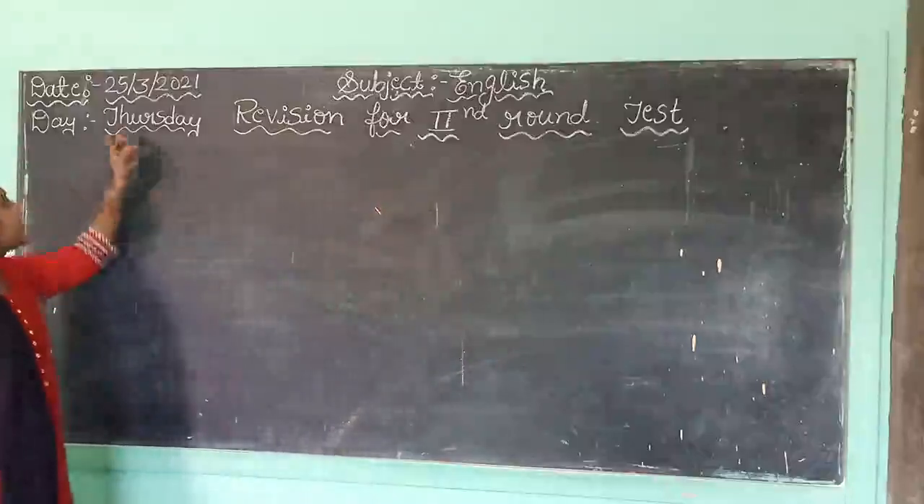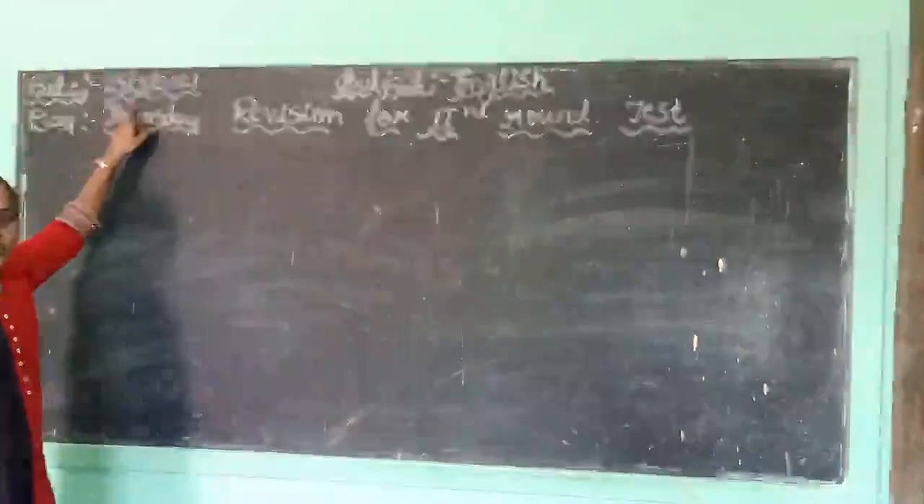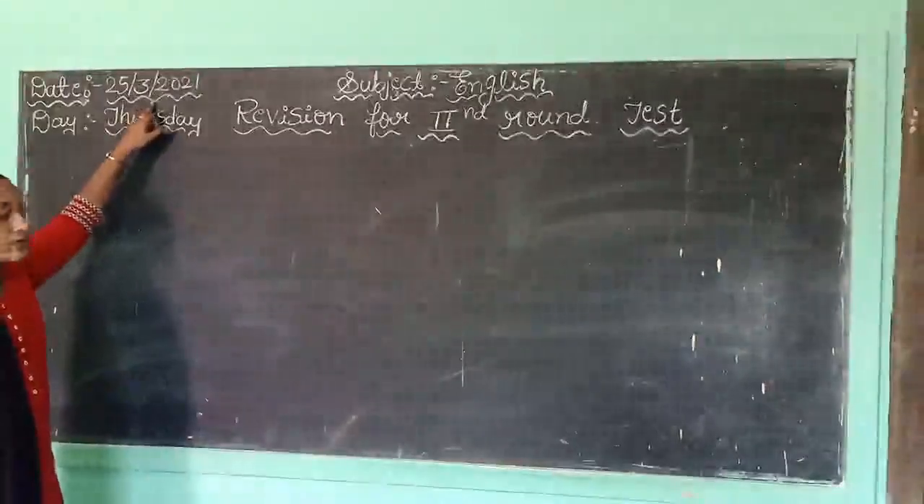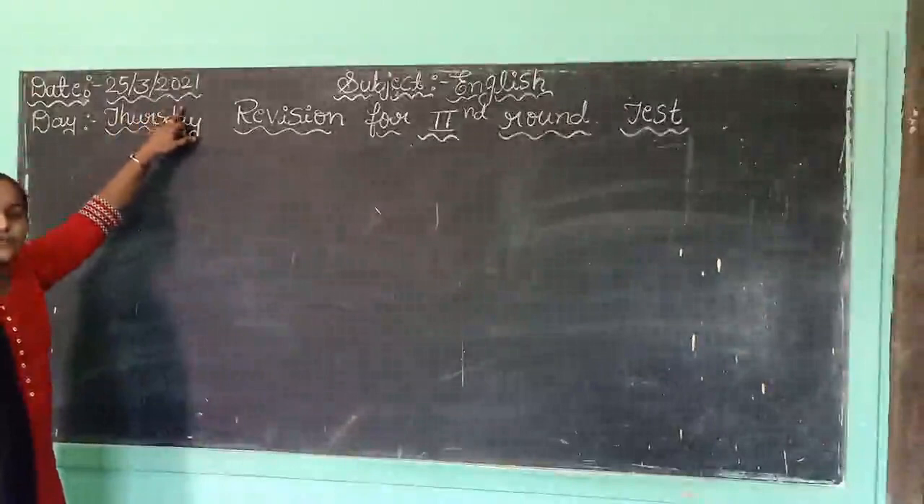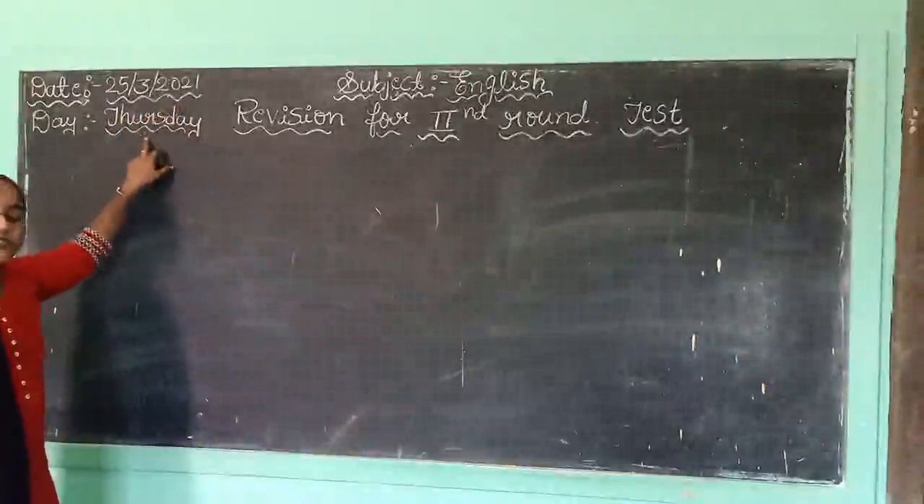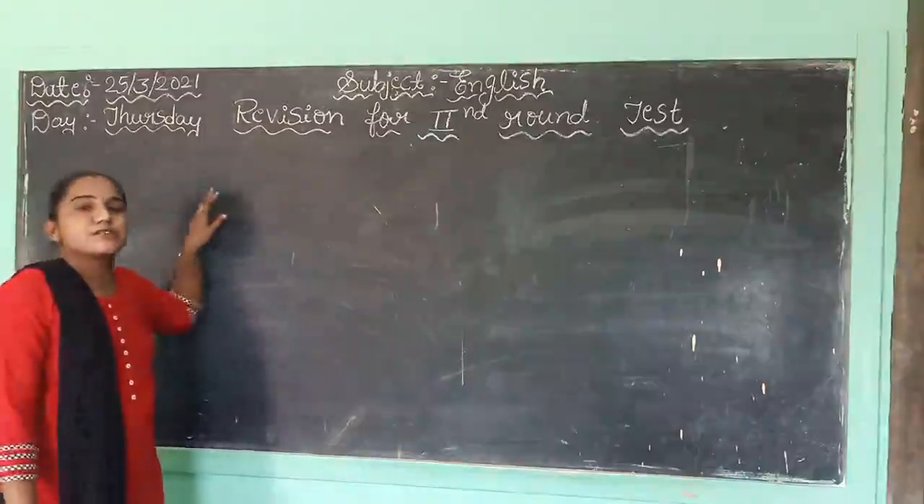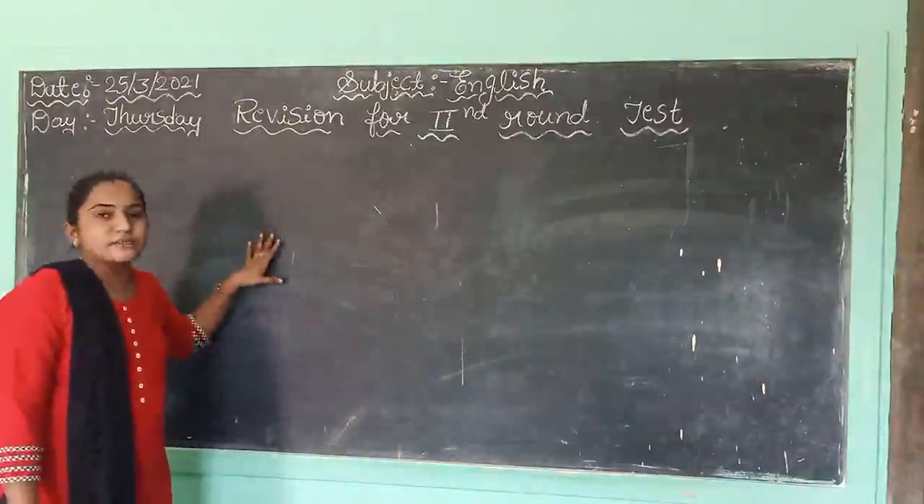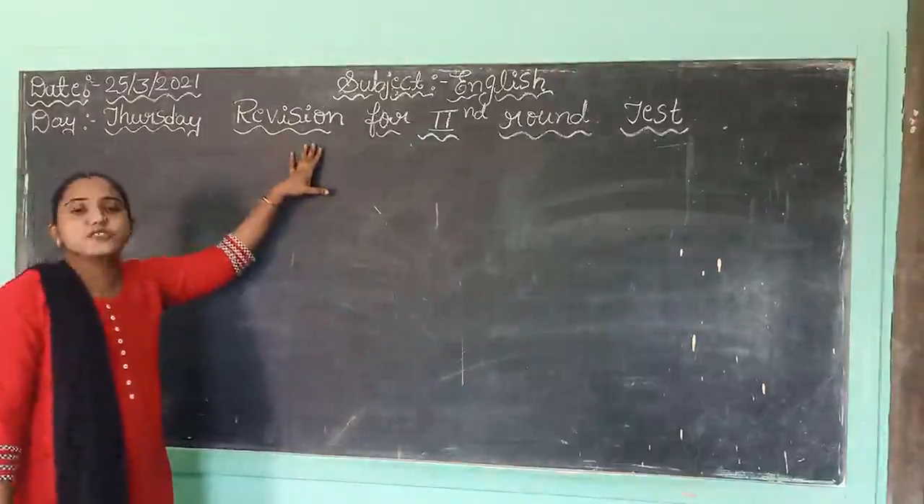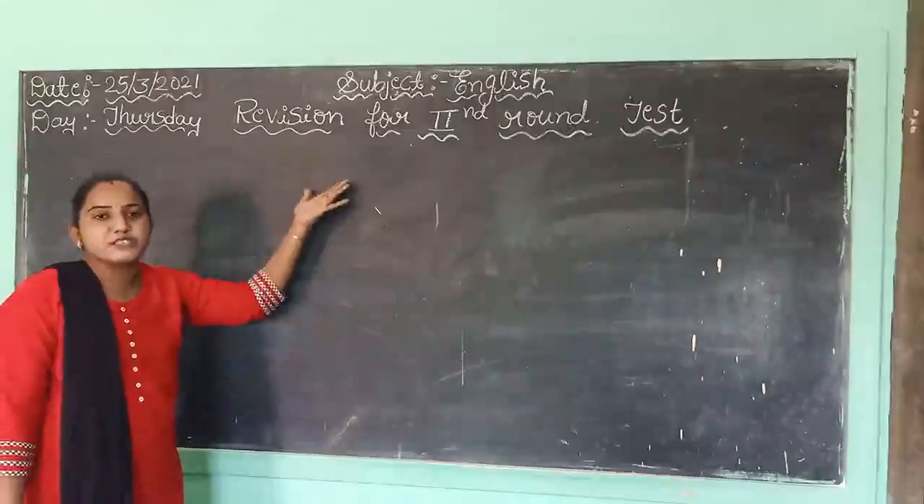Take a new page. Write the date: 2021. Today is a Thursday. So first you put the date, and then come to the first line. Okay, you don't need this one, children, because it is already written on the previous page also.